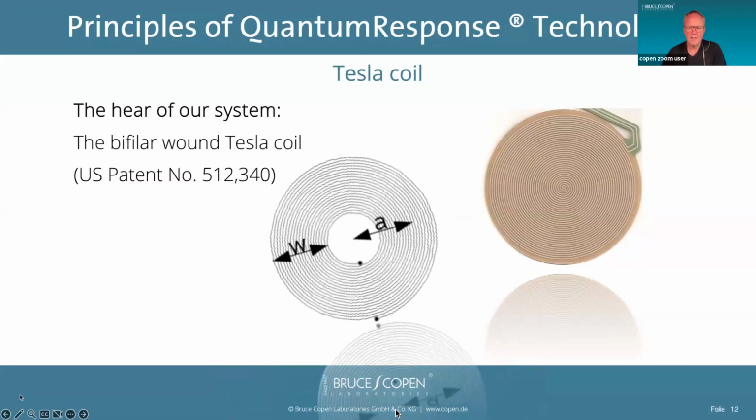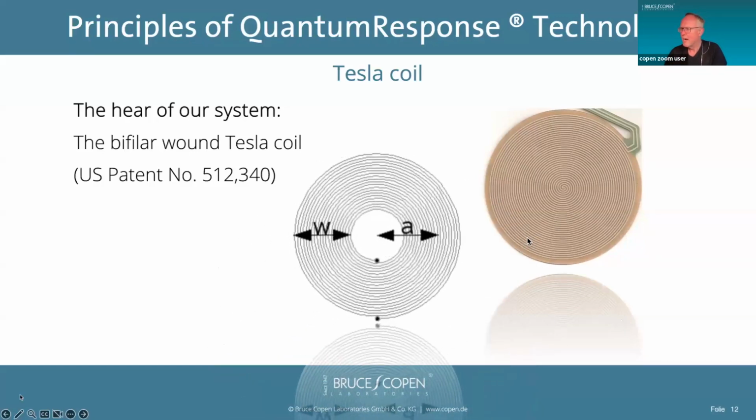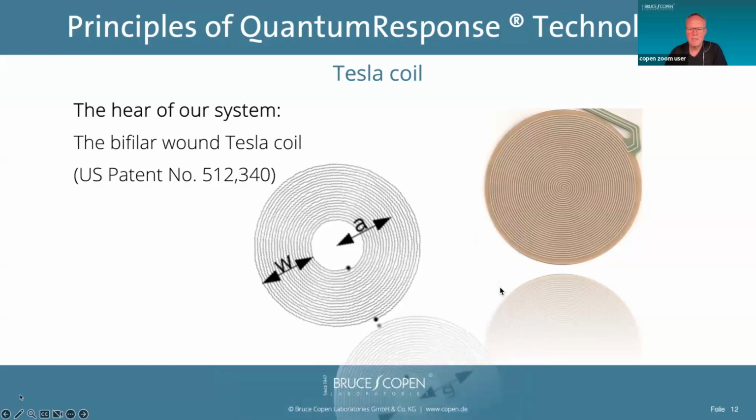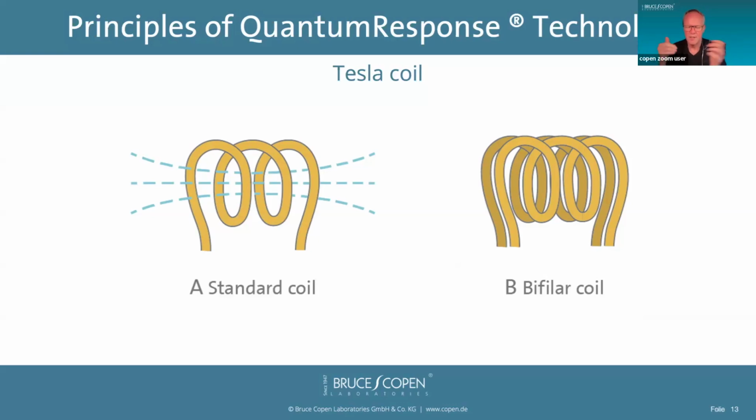Remember, under our input and output cup, we have these Tesla coils, and the Tesla coils are actually bifilar wound coils that capture the information field from the substance that you put in the input cup. They capture the information and convert it into an electrical signal, which is more or less noise. We can then digitalize that signal and store it in the database.